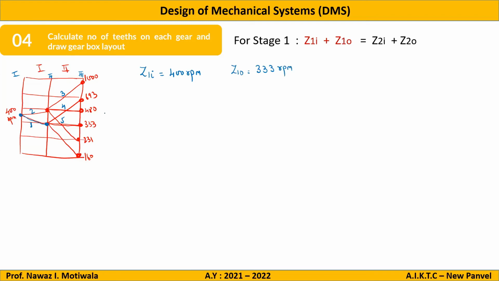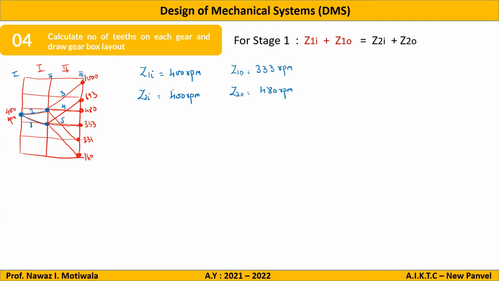Now similarly, let us analyze the second pair. What is the input for the second pair? Same as Z1I. Yes. So again I can write Z2I is equal to 400 because the input speed is the same. हमने पहले ही बोले थे यहाँ पर इनपुट स्पीड 400 ही रहने वाला है. अब सेकंड गियर पे मेरा यहाँ से यहाँ जा रहा है. कौन सी स्पीड अचीव कर रहा है आउटपुट? 480. So I will write Z2O is equal to 480 RPM.